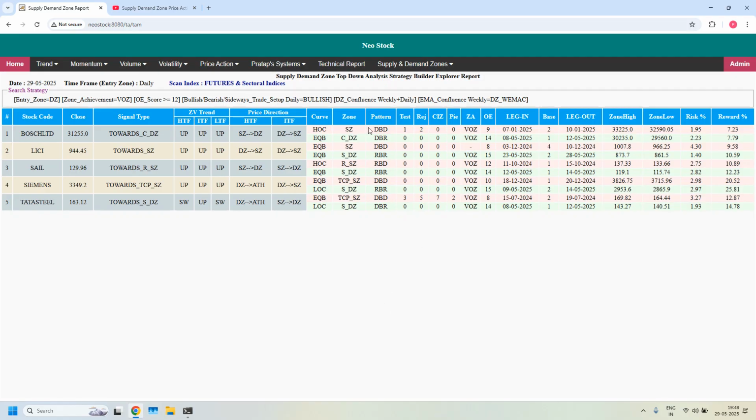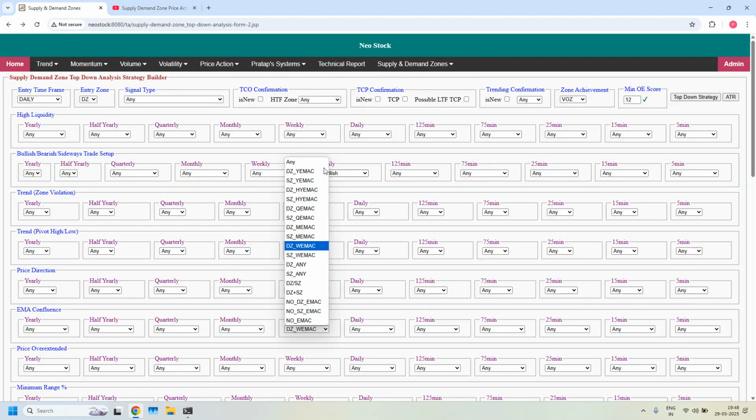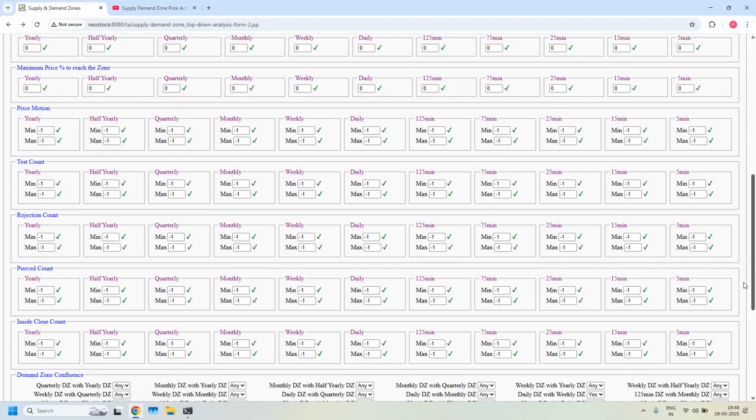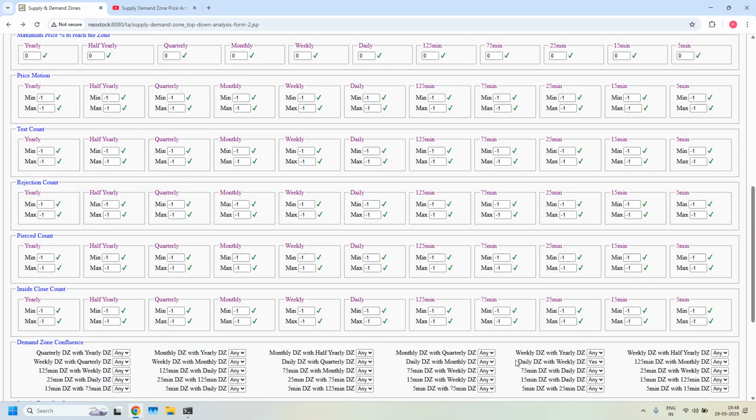Okay, now in the demand zone we select daily, weekly and even monthly, all three together. So I'm going back, removing the EMA filter. In the demand zone confluence, three filters we have to set. First filter is daily and weekly demand zone confluence, already enabled. Next one is daily and monthly demand zone confluence. I am enabling the filter. And third one is weekly and monthly demand zone confluence. Here also I am enabling the filter.